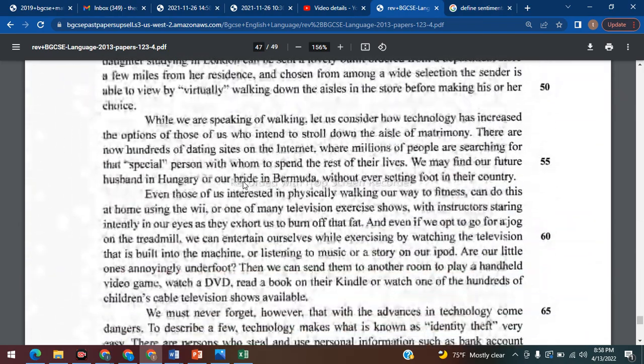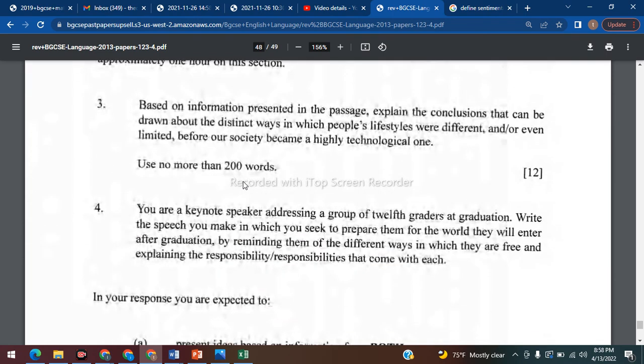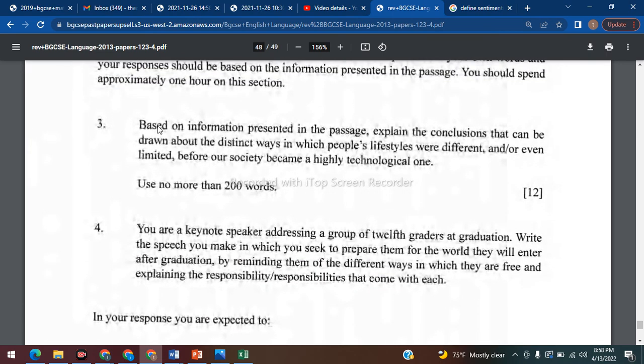So it still holds. Do number 3 for homework, and we will definitely deal with that tomorrow. Based on the information presented in the passage, explain the conclusions that could be drawn about the distinct ways in which people's lifestyles were different and even limited before our society became highly technological.